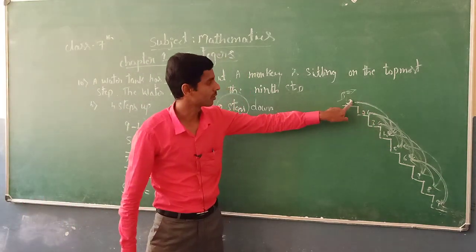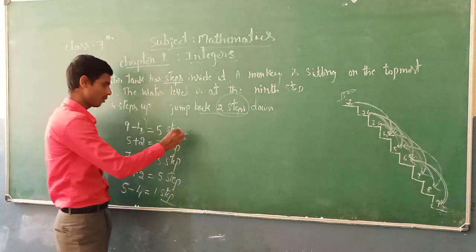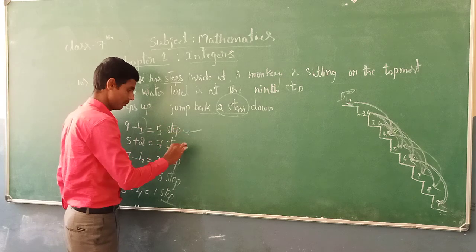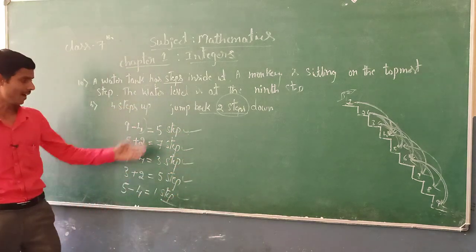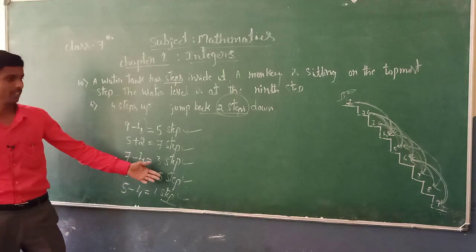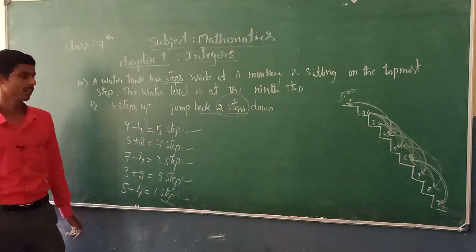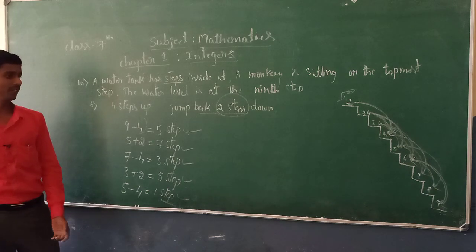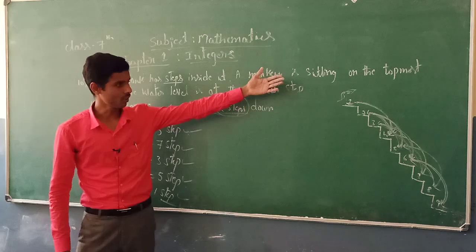1, 2, 3, 4. It will reach the top level. So how many jumps are over? This is the first jump, second jump, third jump, fourth jump, fifth jump. In 5 jumps, the monkey has reached the top level. This is how we can find out the number of jumps made by the monkey to reach from the 9th step to the top level step.